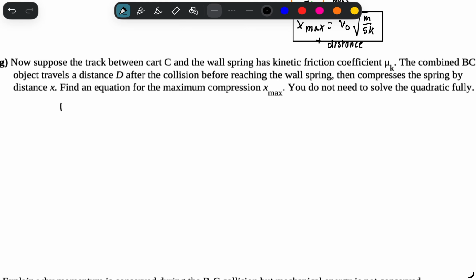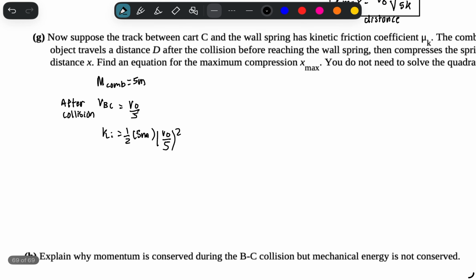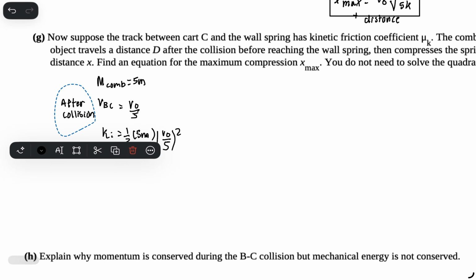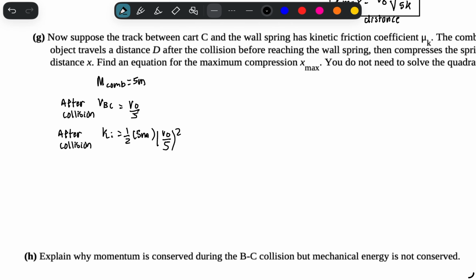So we know that our combined mass, 5m, velocity v BC, this is after our collision, is equal to v initial over 5. Kinetic energy is 1/2 times 5m times v initial over 5 squared. All this is after the collision.